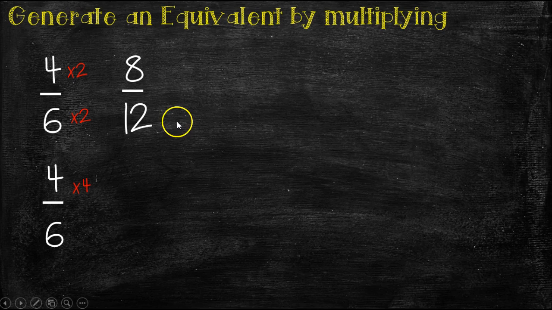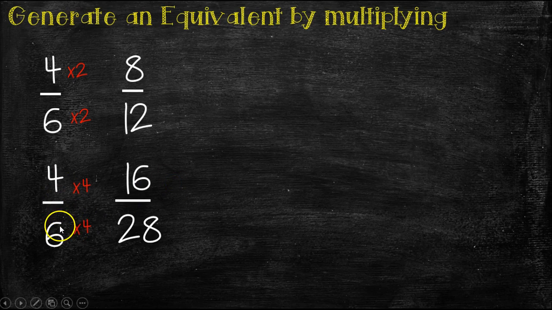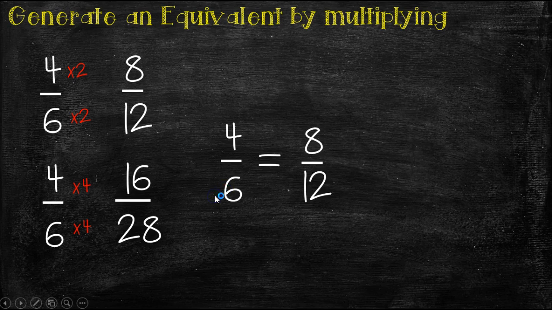We're going to do 4/6, and this time we're going to multiply the numerator and the denominator by 4. Well, 4 times 4 is 16, and 6 times 4 is 28. So 4/6 is the same as 16/28. So here, 4/6 is equal to 8/12, and it's also equal to 16/28.